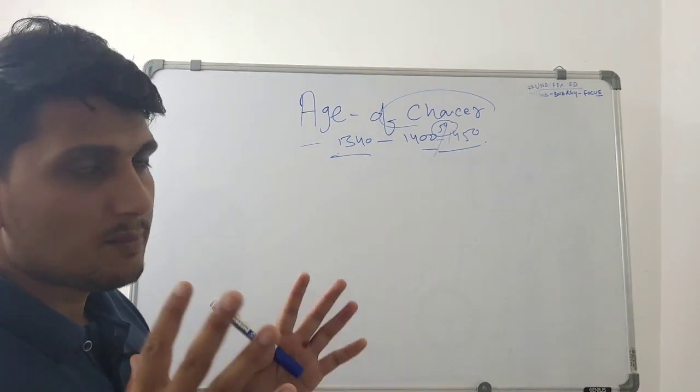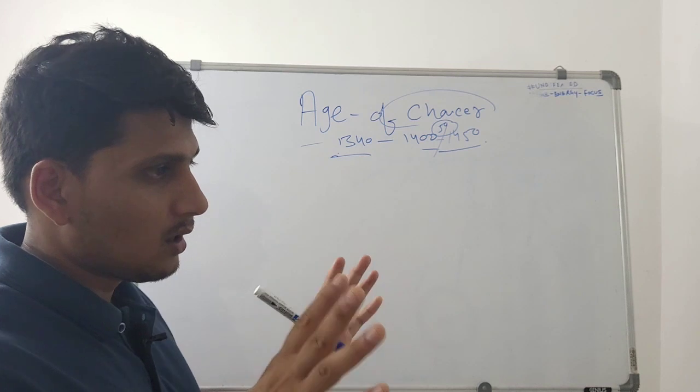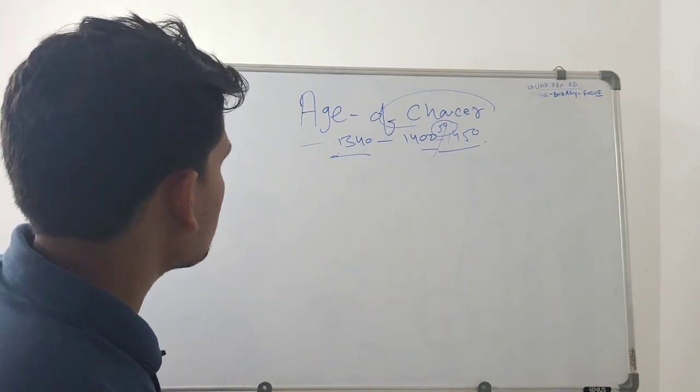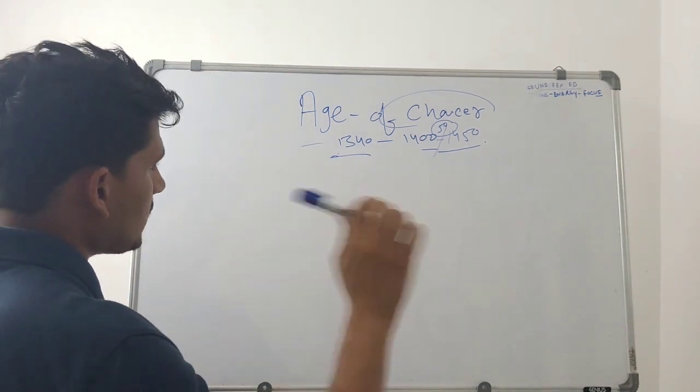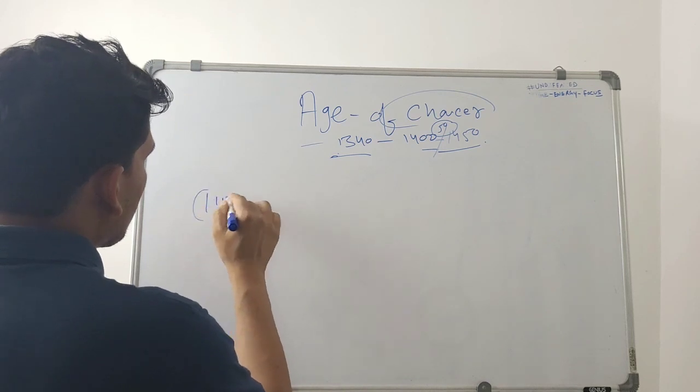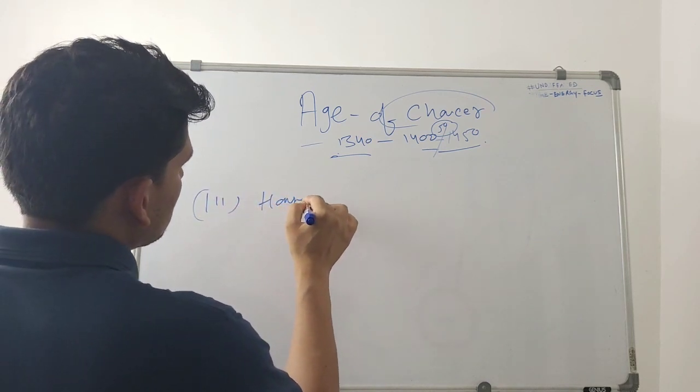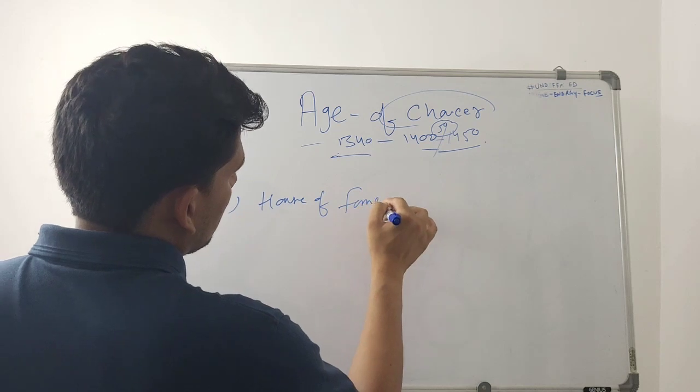So we will record a separate video. We will record a lecture on the Canterbury Tales in a separate video. And the third work in the Latin period we have is the House of Fame.